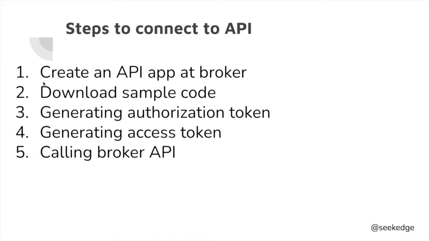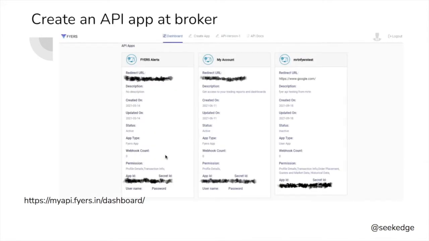Now, the first 5 steps that we can see are: creating an API app at the Fyers broker, downloading a sample code, and generating an authorization token and an access token. Two things are there, an authorization token and an access token, and then we call the API functions. Let's see each of that. Now the broker would need a broker app to be created first by us.